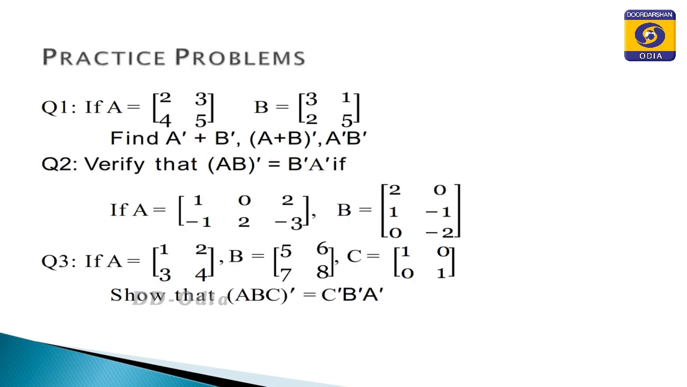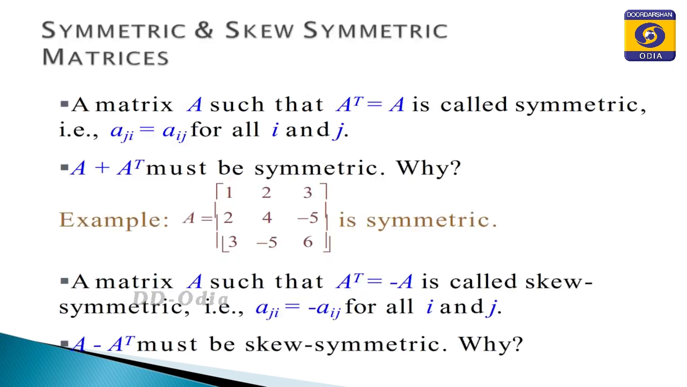This is a practice problem. Suppose A is the matrix 2, 3, 4, 5 and B is the matrix 3, 1, 2, 5. Then find A dash, B dash, A plus B dash. Verify that (AB) dash is equal to B dash A dash if A is a matrix and B is a matrix. Similarly, if A, B, C are three matrices, we can verify that (ABC) dash becomes C dash B dash A dash. Now we work out problem 1.